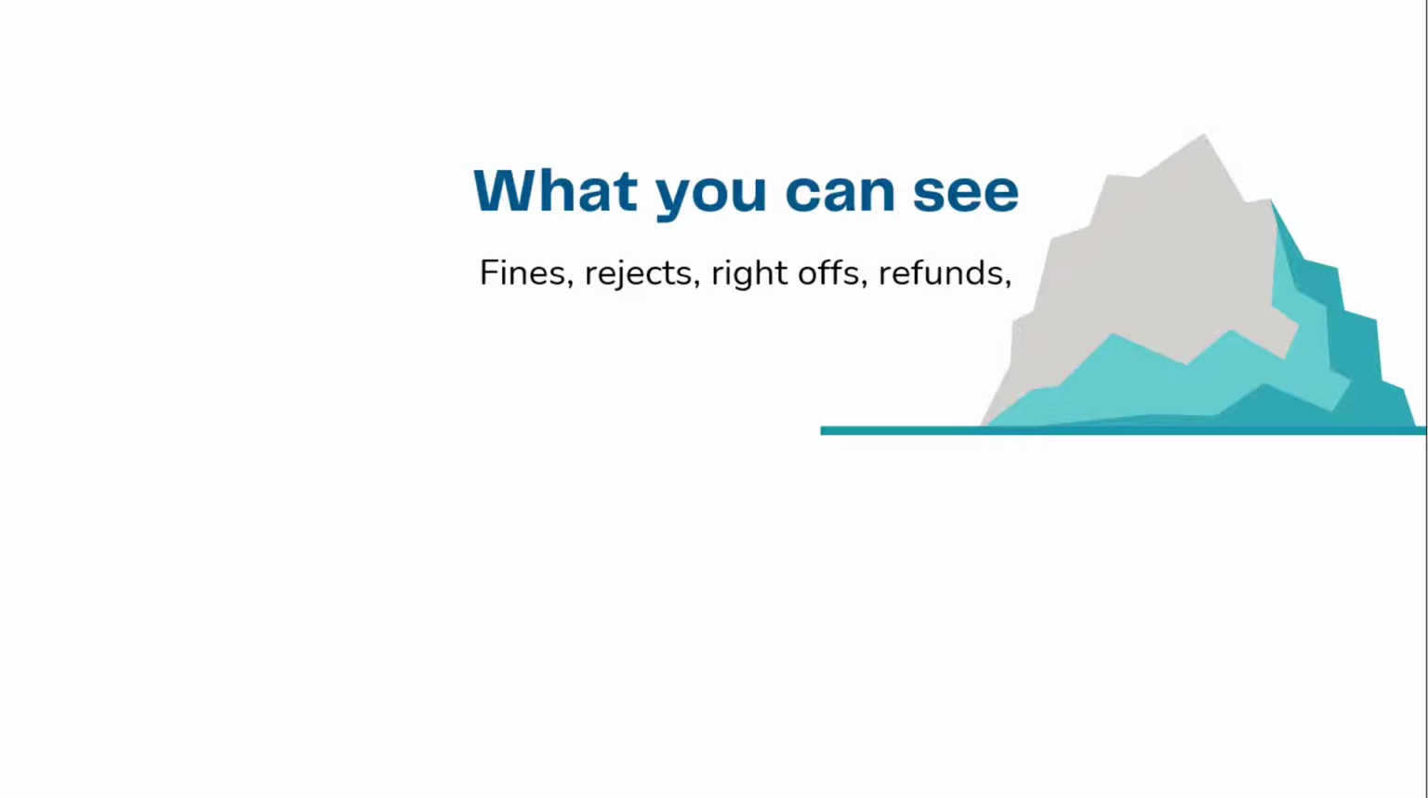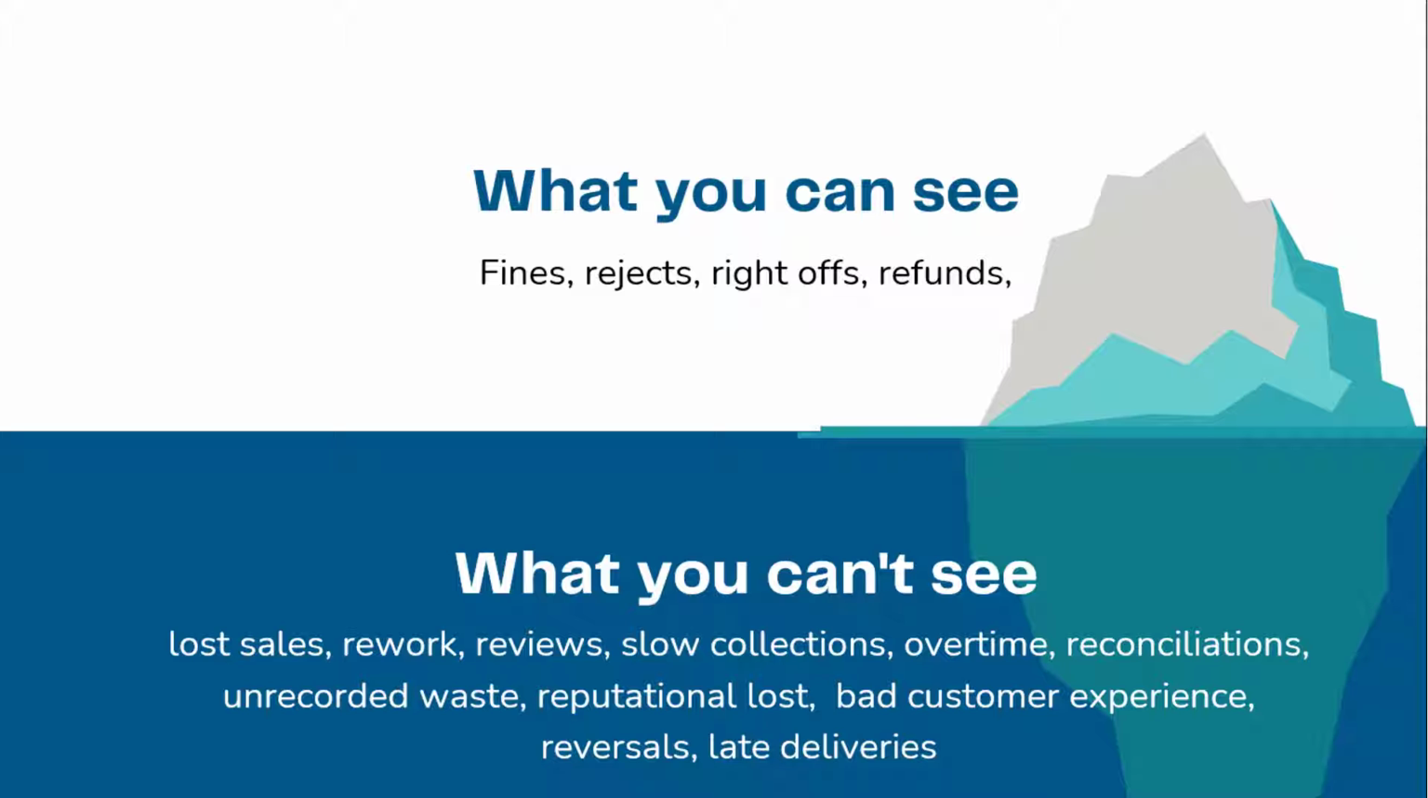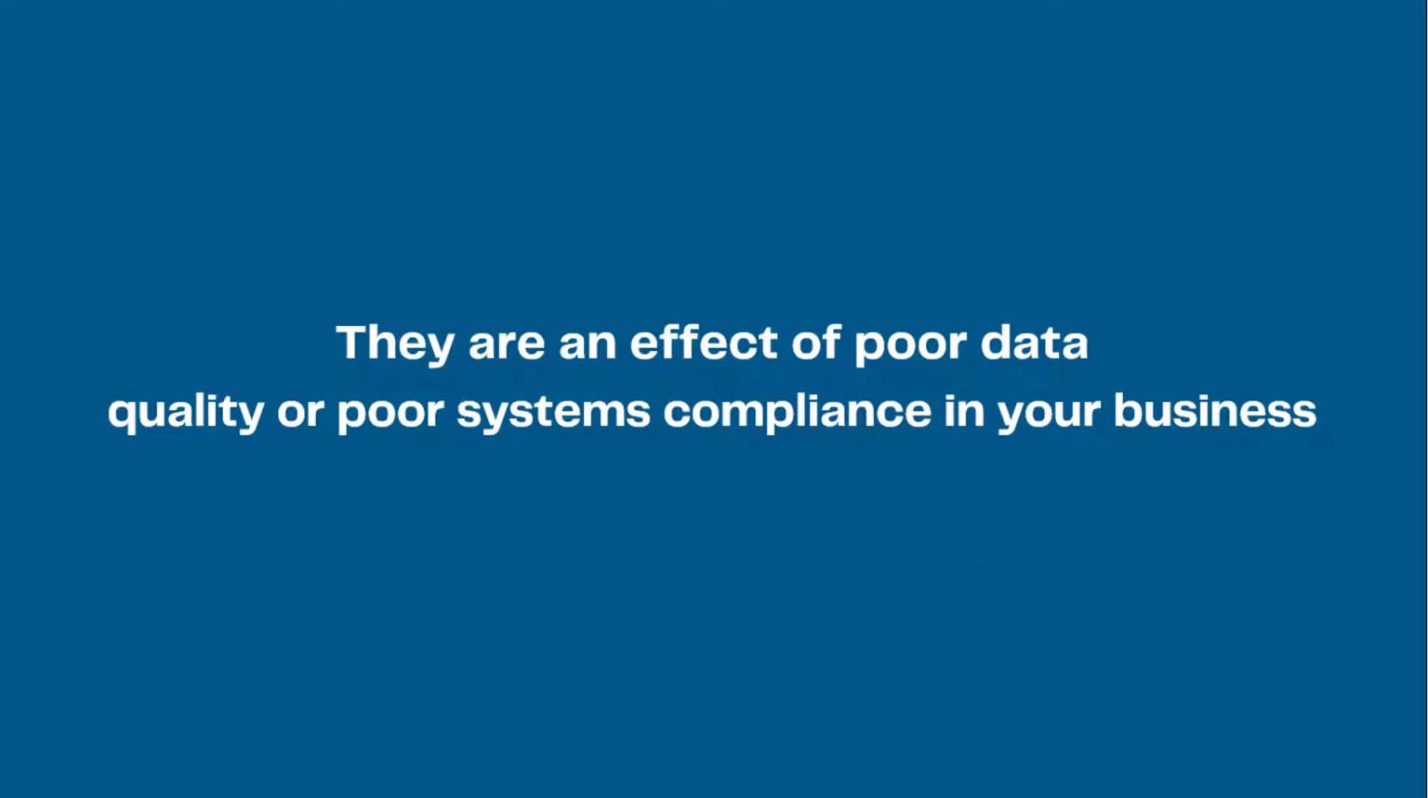So errors result in compliance costs and inefficiency, some of which above the line you can measure, things such as funds, rejects, write-offs, refunds, but there's a whole lot of other things that go undetected below the radar. These are things that errors impact on, such as lost sales, rework, reviews, slow collections. All these things are an effect of poor data quality or poor systems compliance in your business.